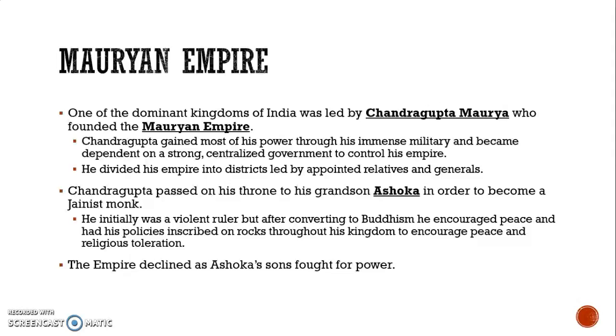Initially, Ashoka was a violent ruler, but after he converted to Buddhism, which stressed peace, he encouraged peace and had his policies inscribed on rocks throughout his kingdom to encourage peace and religious toleration. Because they were inscribed on rocks, this also developed a sense of unity amongst his civilization. After Ashoka, the empire kind of declined.